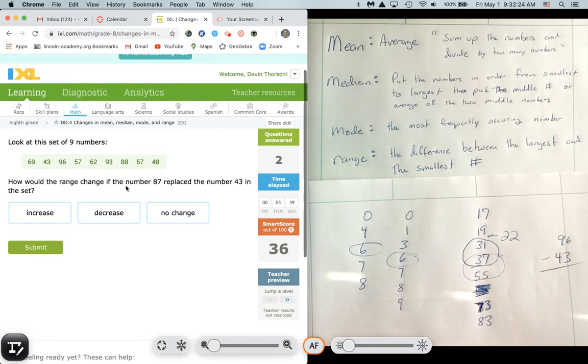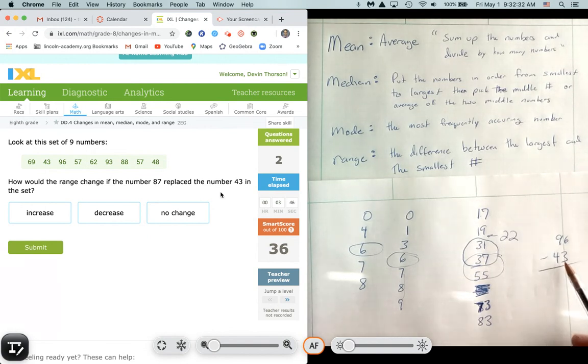But now it says, how would the range change if the number 87, right, replaced the number 43? Oh, so this is going to go away. My smallest isn't my smallest anymore. My smallest is now going to be not 87, by the way. What was the next smallest after 43? The next smallest is 48. So now I've done 48. So my range, which used to be bigger, is now smaller. There's a less distance between 96 and 48. So it's going to decrease.